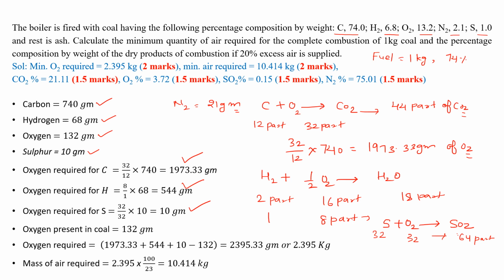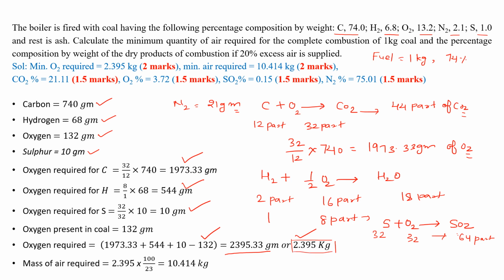Now we will add all the components: 1973.33 plus 544 plus 10. In the question, oxygen given is 13.2%, or we can say 132 gram of oxygen is already supplied with the fuel sample, so we have to subtract this value from the original value. So the minimum amount of oxygen required is 2395.33, or we can write 2.395 kg of oxygen required for the given fuel sample.